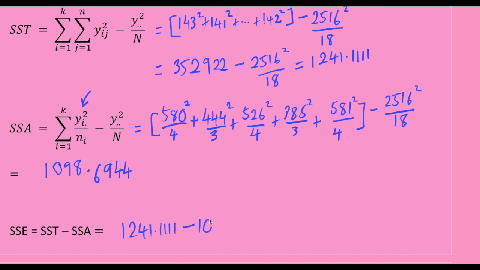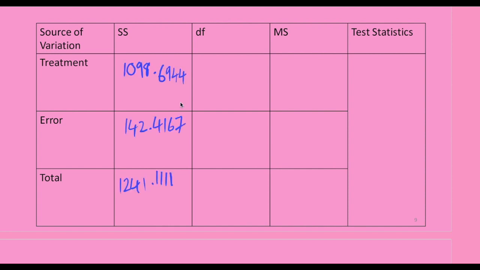SSE would be SST minus SSA, and the value is 142.4167. So now we will transfer the SST, the SSA, and the SSE values into our ANOVA table. I'm rewriting the values here. The degrees of freedom would be K minus 1, which is, K was 5, so 5 minus 1 will be 4.